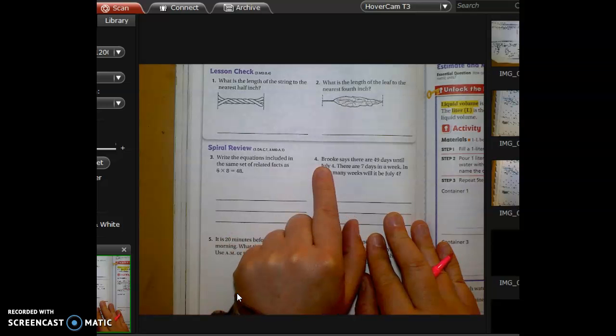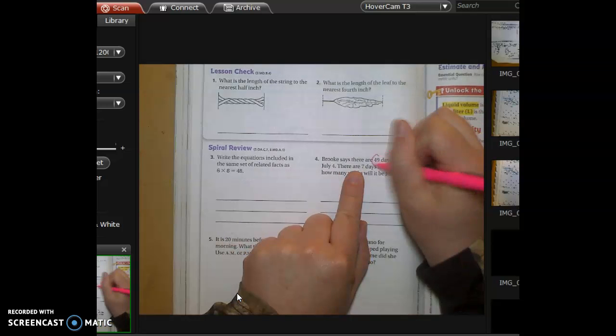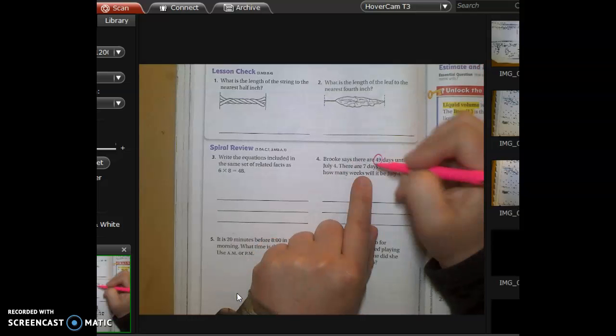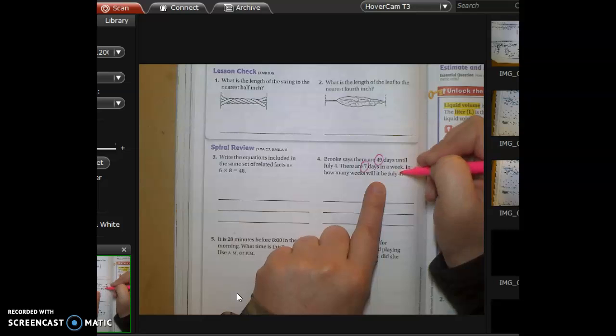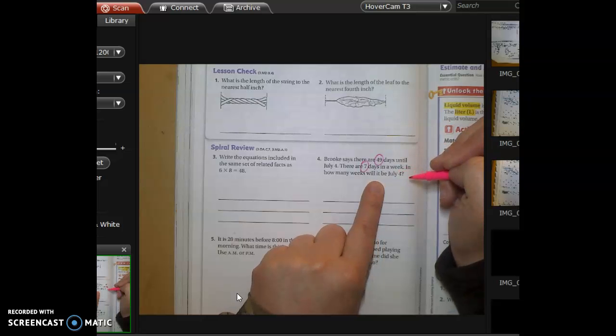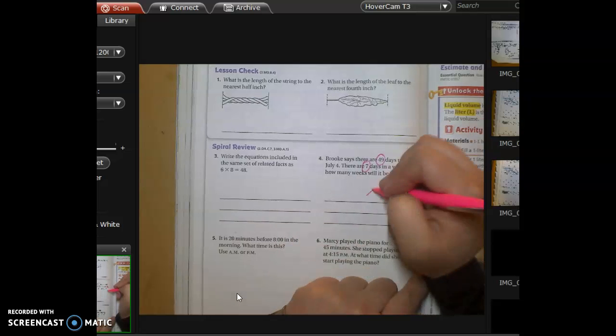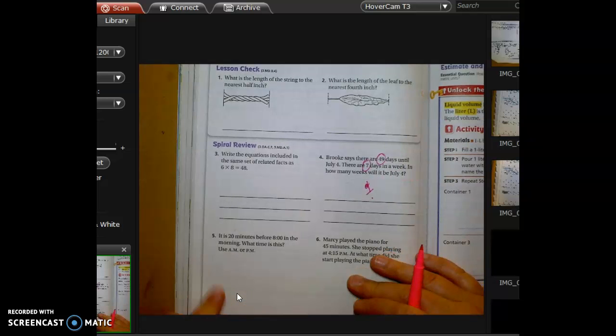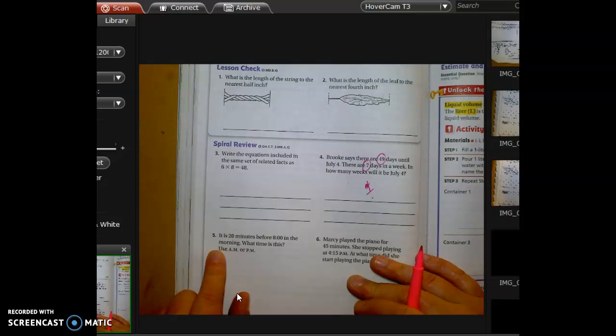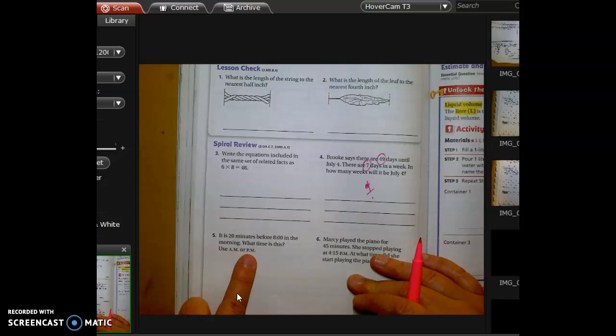Number 4. Brooke says there are 49 days until July 4th. There are 7 days in a week. And how many weeks will it be until July 4th? Okay? You're going to need to do some division there to find your answer. Number 5. It is 20 minutes before 8 o'clock in the morning. What time is it? Use AM or PM.